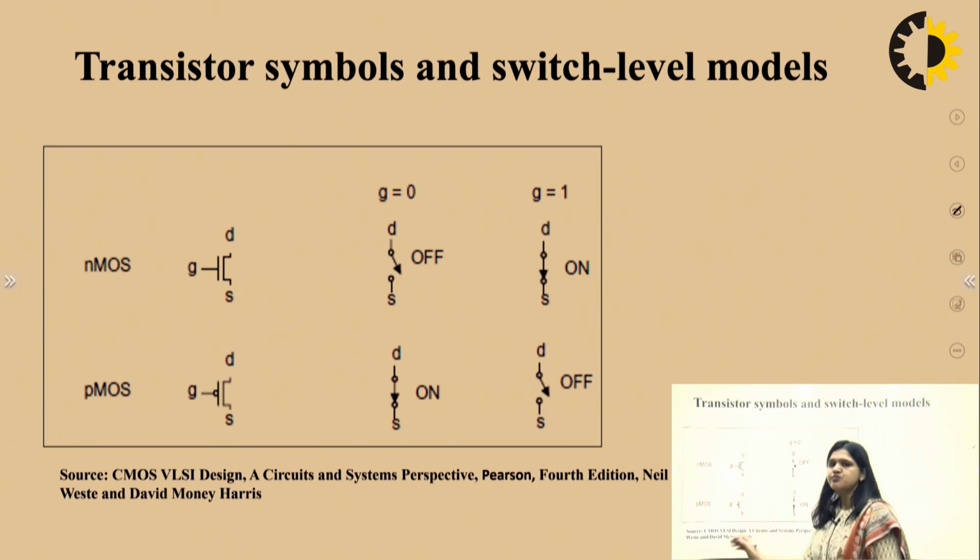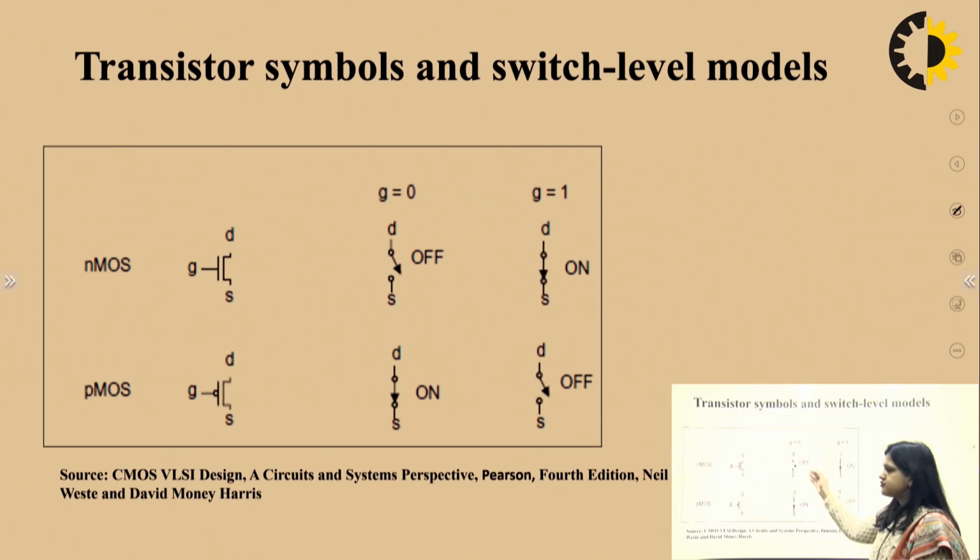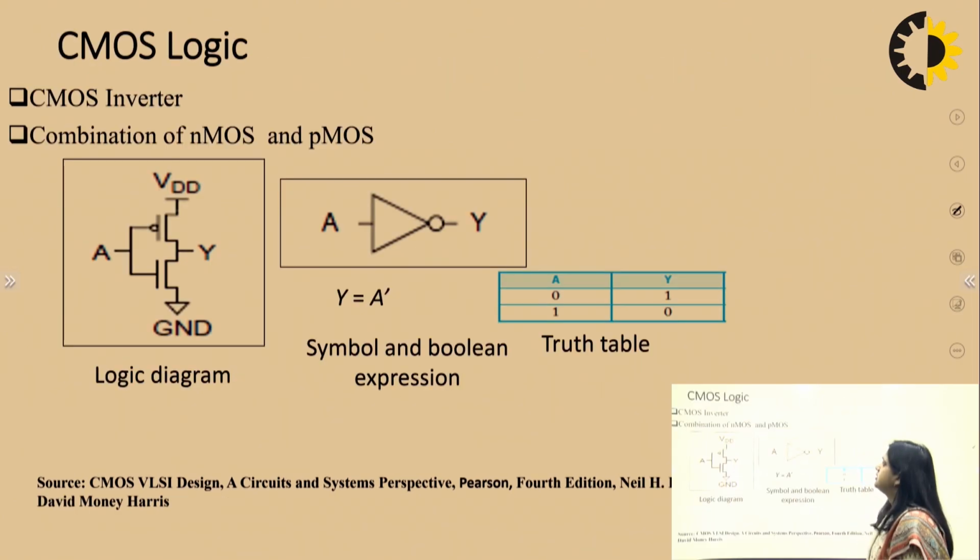So this is the simplest symbol of NMOS and PMOS, and in terms of switches you can represent these transistors by using open and closed switches. Now let us see the logic or Boolean expression equivalent of that CMOS inverter. So the CMOS inverter can be replaced by a NOT gate. Here you can see that this is equivalent to the NOT gate, and for the NOT gate we know the truth table.